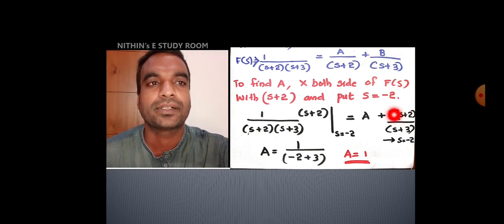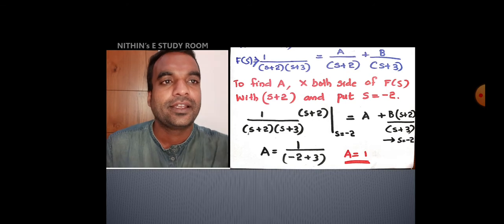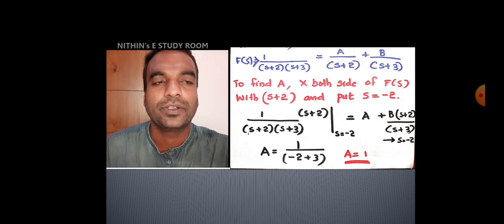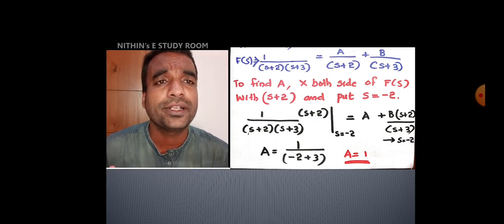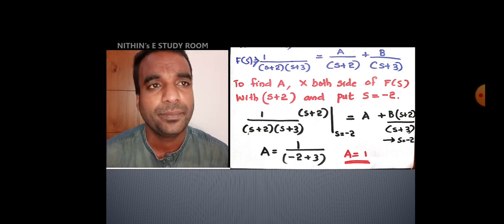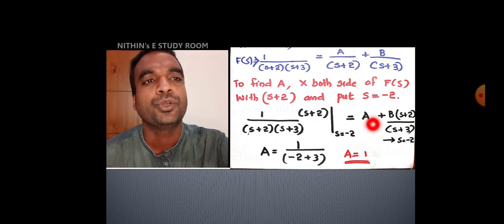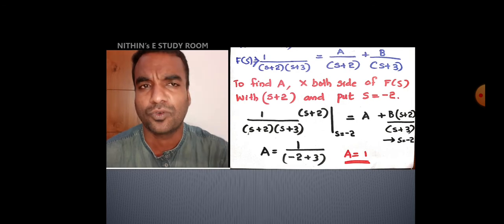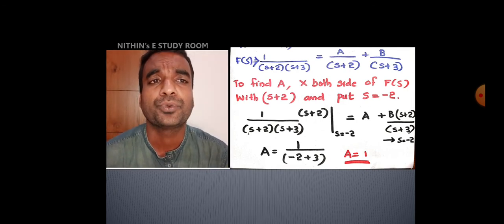What will happen? Here you can see b into s plus 2 by s plus 3, where s is equal to minus 2. What will happen? If you put s equal to minus 2 here, b into 0, so this term will become 0. What I want to convey is that you don't need to multiply on both sides, because on the partial fraction side, the right side, you will only get a itself. All the other terms will become 0, whatever they may be. That will help you to save some time.